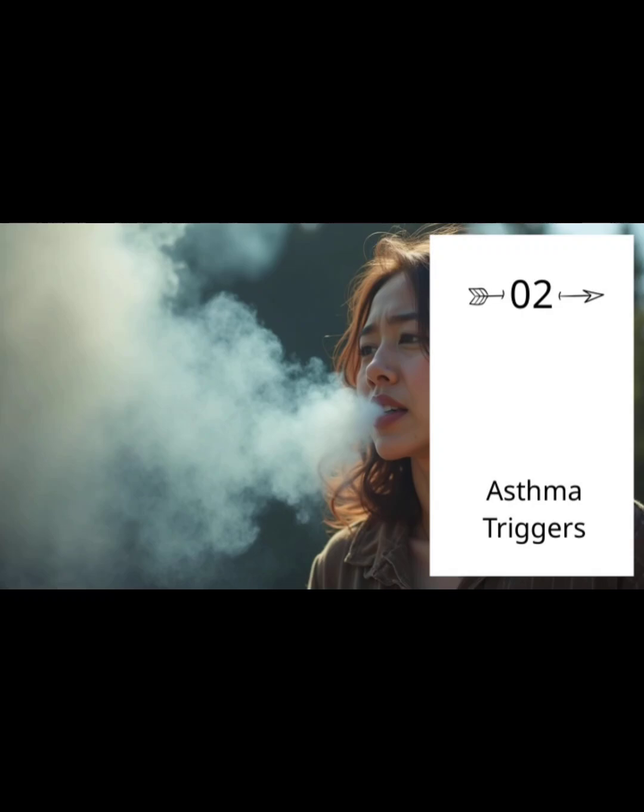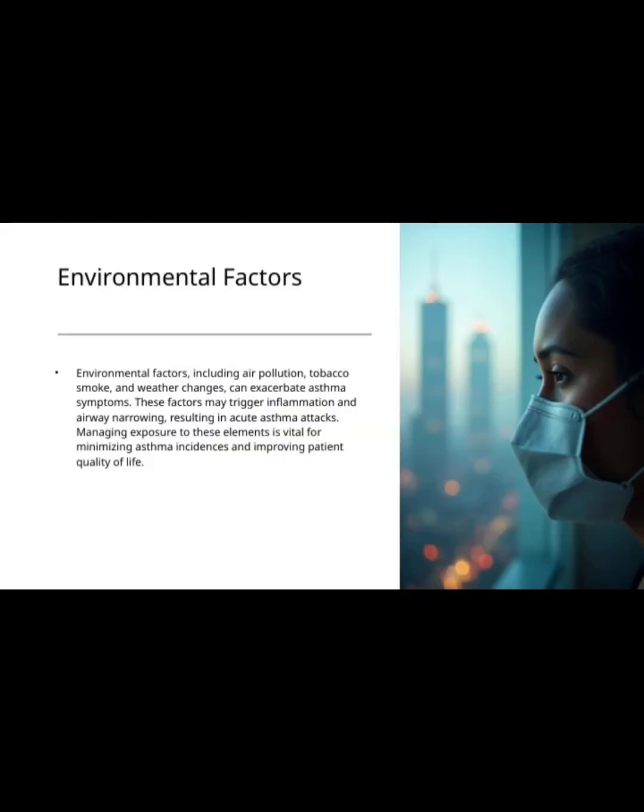Environmental irritants like cigarette smoke, pollution, and strong odors can also be problematic. Additionally, respiratory infections, physical activity, and even stress can act as triggers. Recognizing these triggers allows us to take proactive steps to reduce exposure and keep asthma under control. Remember, by identifying and managing these triggers, we're taking an important step toward better respiratory health and overall well-being.